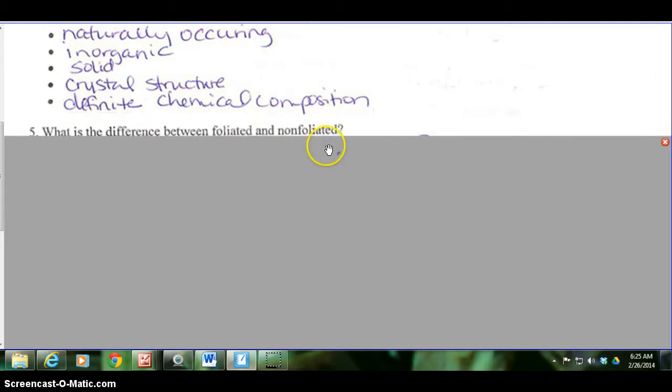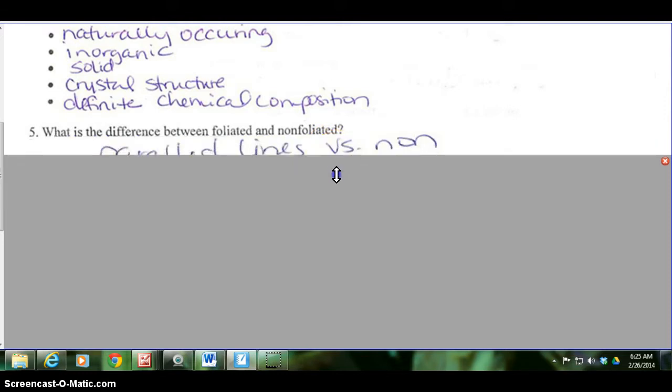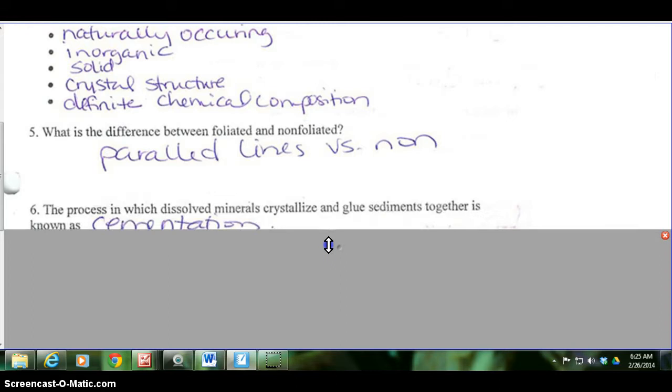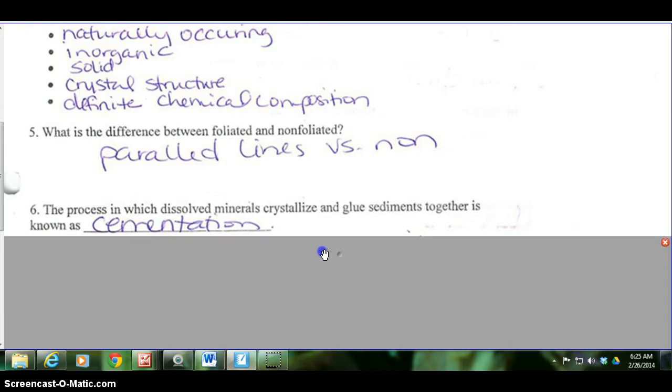Number five, what is the difference between foliated and non-foliated? And this is with rocks. Foliated means that they have parallel lines, the grains line up in the rock to form bands, specific bands of different minerals that the grains line up and they form parallel lines, where non-foliated does not. There's no shape to how the grains line up.